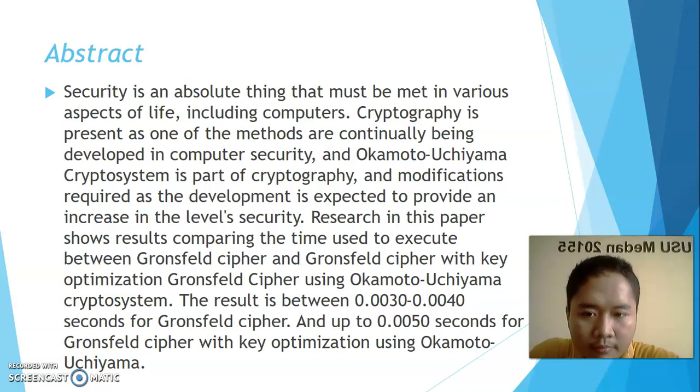And the result is between 0.0030 until 0.0040 seconds for Gronsfeld ciphers and up to 0.0050 seconds for Gronsfeld cipher with key optimization using Okamoto Uchiyama.